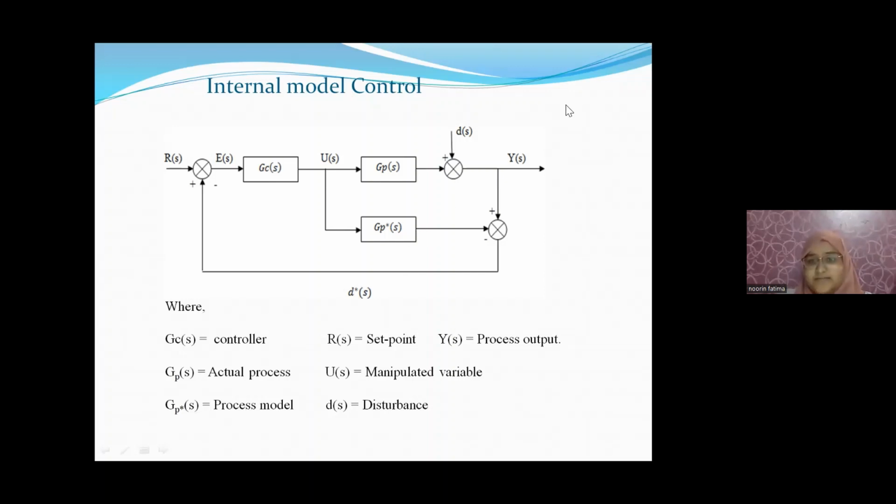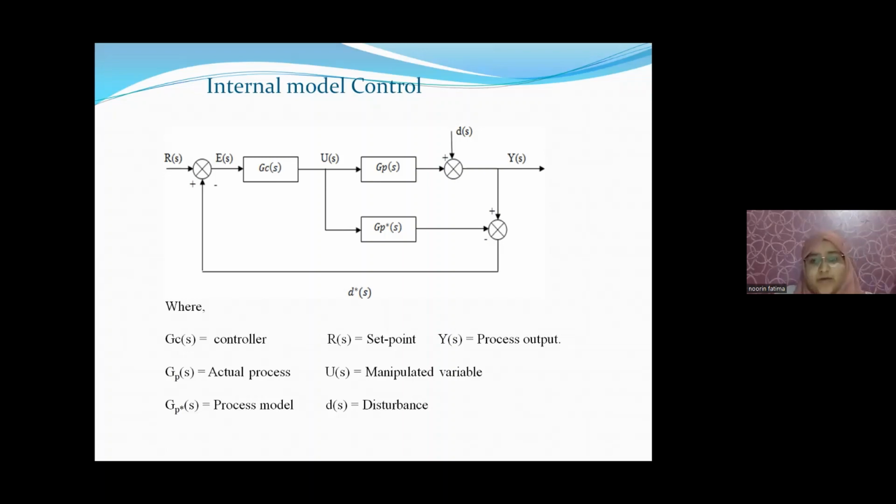Here we have Y dash. This is because of the output difference between the actual process and the process model, which is due to the model mismatch. This is used by the IMC method, and we try to get better control of any process.